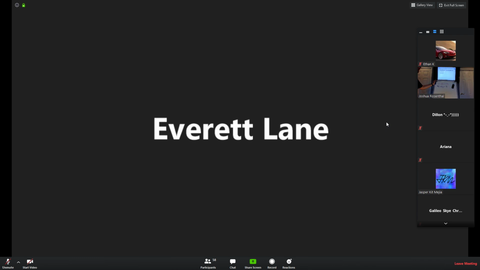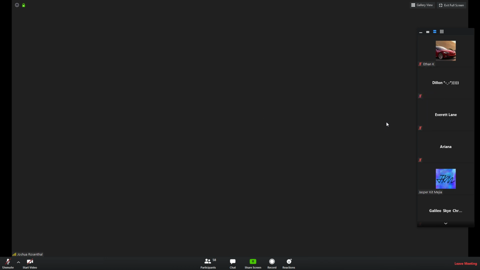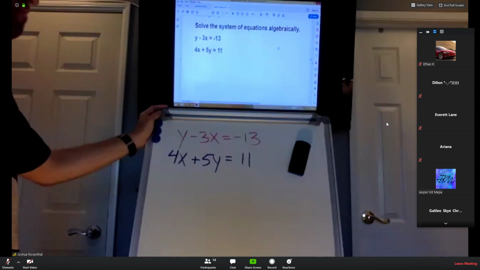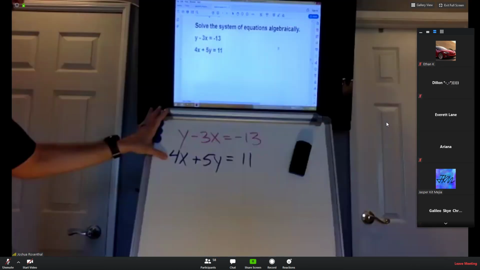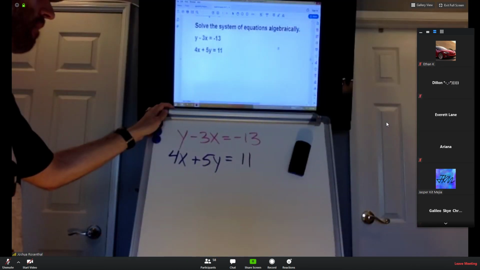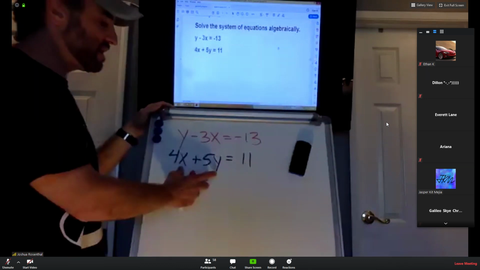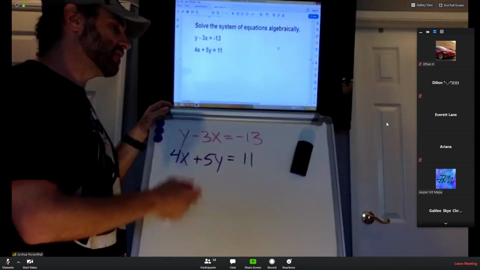Mr. Rosenthal, when you're simplifying the 5y, how do you know how to do it? I don't know what you mean by simplifying the 5y. What does that mean? Put these into standard form before you solve them. This is in standard form. Both of them are in standard form. See, the variables are on the left together. Here, the variables are on the left together.